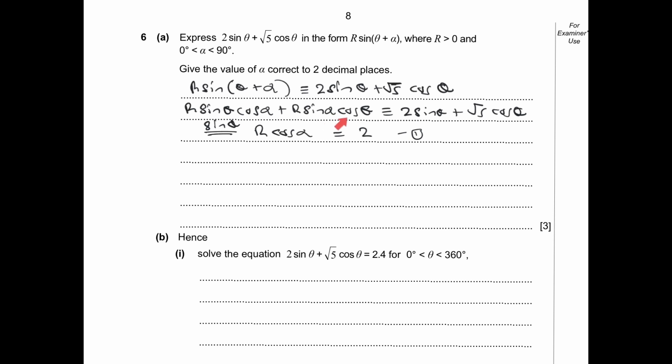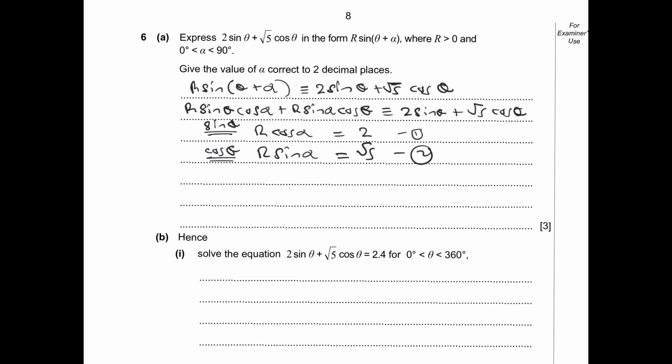So that gives me equation 1. I do the same also for the coefficient of cos theta. In this case, this is going to be r sine alpha. For cos theta, we're saying we have r sine alpha, we can see that there. So the coefficient of cos theta is r sine alpha, equal to, on the other side here, the coefficient of cos theta is square root of 5. So that's equation 2.